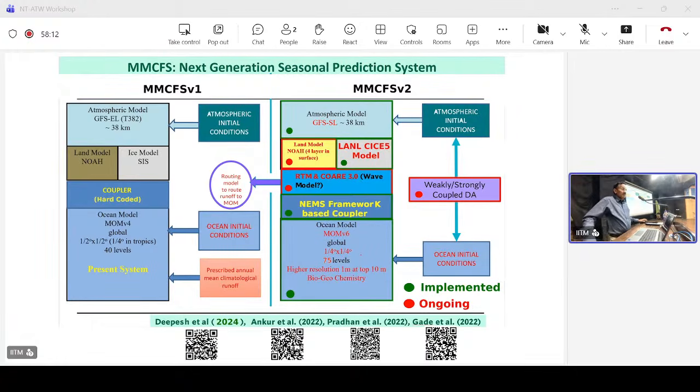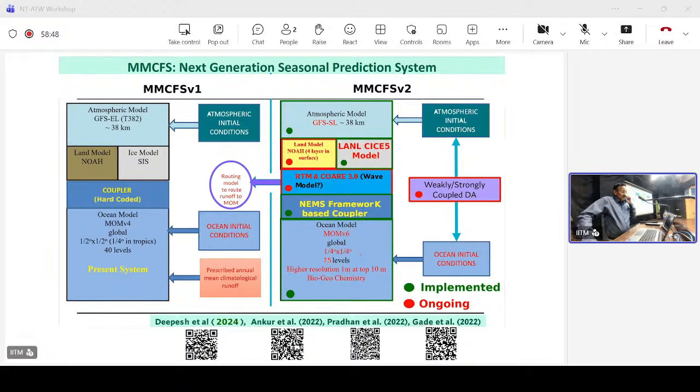So at IITM, we started with a borrowed CFS version 2 model from NCEP, and we tried to increase the resolution of the atmospheric model. That is what we call MMCFS version 1. On this MMCFS version 1, that is Monsoon Mission Climate Forecast System version 1, a lot of developmental activity happened within the institute, and we got a good idea about what processes will actually improve monsoon simulation and also prediction.